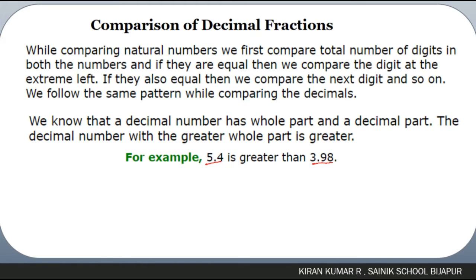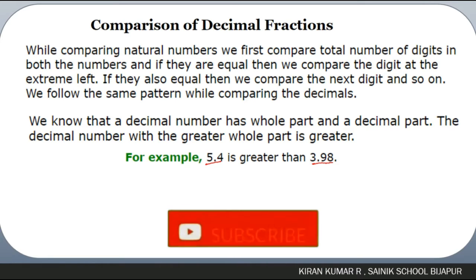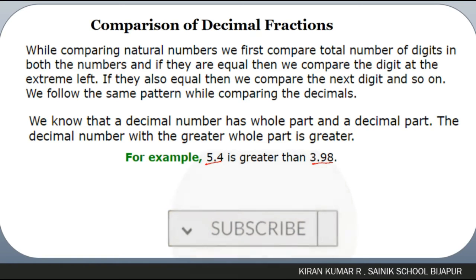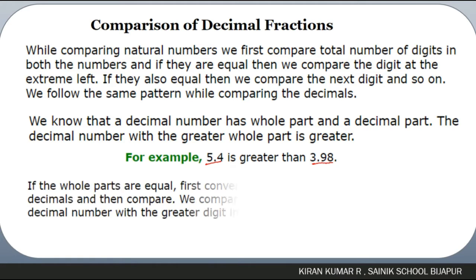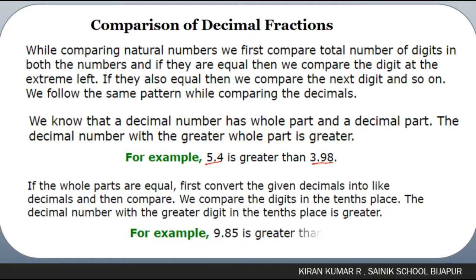If the whole parts are equal, first we convert the given decimals into like decimals and then start comparing. We compare the digits in the tenths place, and whichever digit is larger in the tenths place will be the greater decimal number. Let's see an example for that.